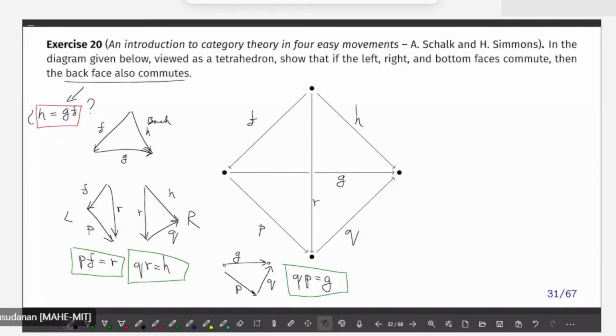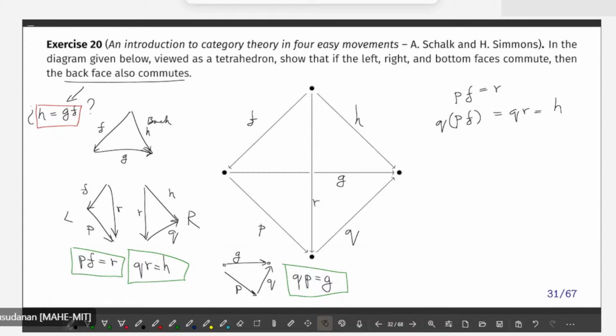PF is equal to R. Compose Q on both sides. Sorry, I was not paying attention to the sides. F is after P, so Q after P makes sense. Correct. So QR is actually equal to H because of this one.